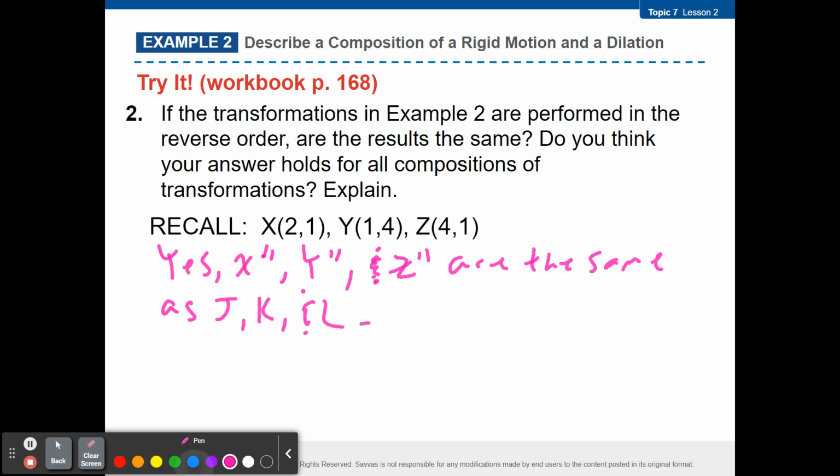Now the second part is saying, do you think your answer holds for all composition and transformation? So if we did this to everything, would this still be true? No, we only look for one. It depends on what the other transformation is. Yeah, we can't assume that, right? Because just because we have a rotation and a dilation does not mean that those numbers are going to be the same. Things are going to change. So we're going to just state no. That cannot be assumed to work for every set of points.